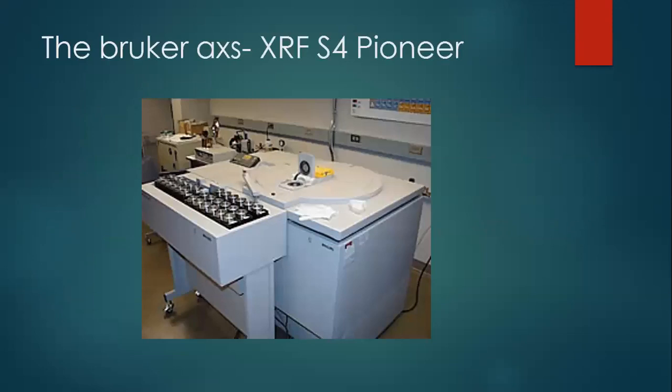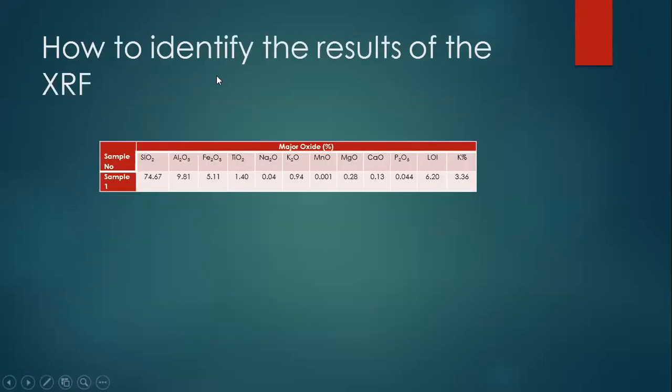This is the type of XRF machine that we use, and we call it the Bruker AXS XRF, or Pioneer. There are a lot of XRF instruments, but this is one of the instruments we use for the XRF.